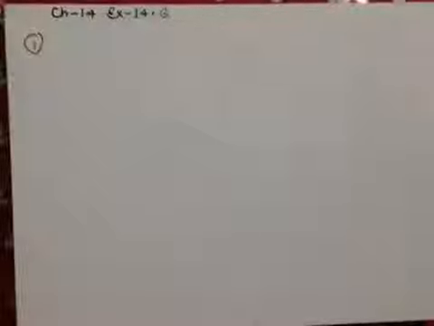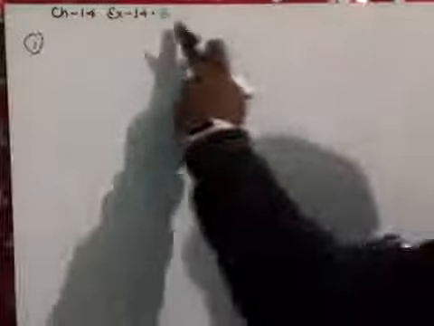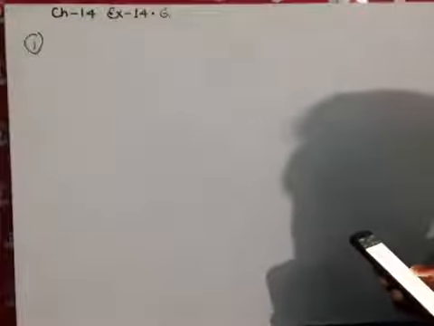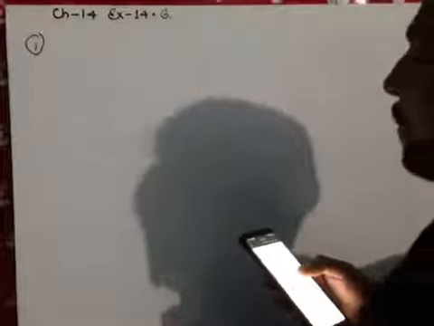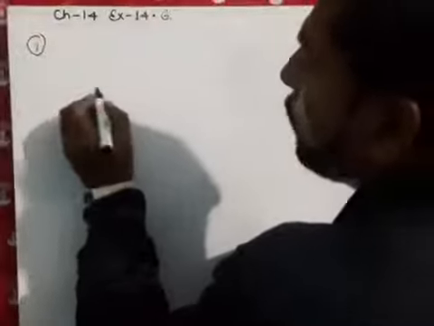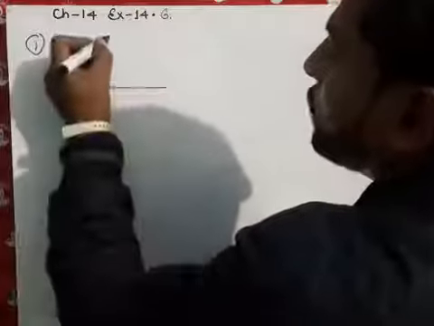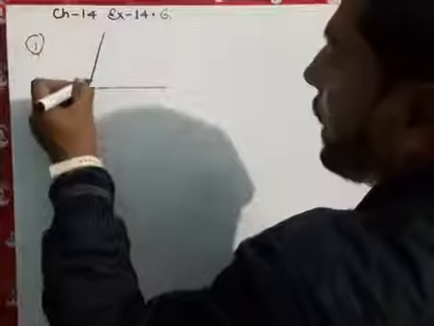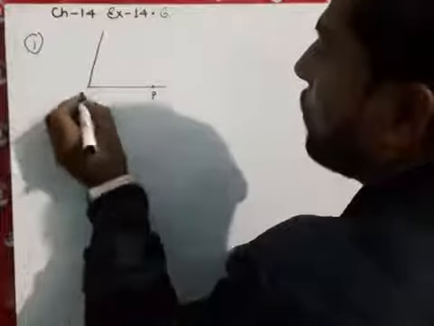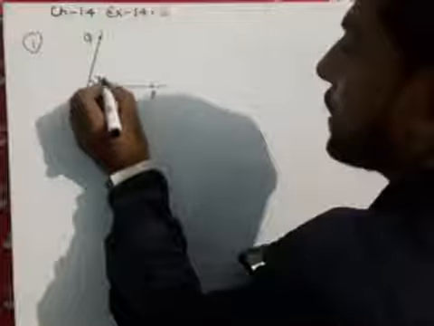Dear students, now I am going to exercise 14.6 and the first question. First of all, you have to draw an angle POQ of measure 75 degrees. So what you have to do, by using the protractor, you have to draw one angle. The name is POQ, that is 75 degrees.